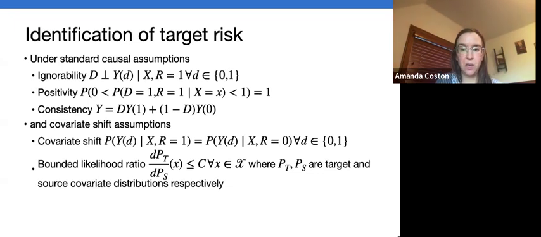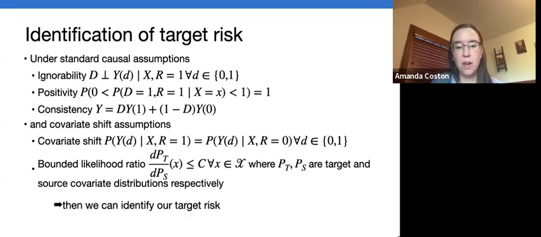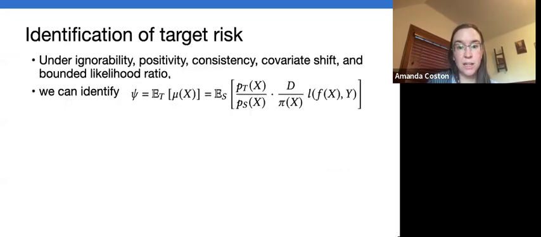And then we also will make this bounded likelihood ratio assumption, that we can think about as saying that there's sufficient overlap between the two populations, the source and target populations, that if they were too different, we couldn't actually make progress with our problem here. Okay, so under these assumptions, then we can identify our target risk estimate, and I'll go through now what that looks like.